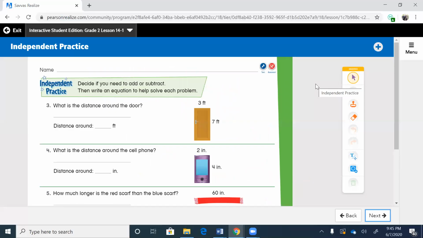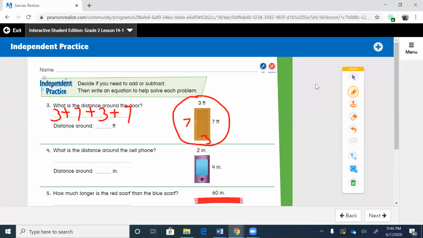Here we go. We get more practice with perimeter. What is the distance around the door? So they gave us two numbers, right? 3 and 7. We know what to do. We put another 3 on the bottom and a 7 over here. Write the equation. 3 plus 7 plus 3 plus 7. Remember, we're just adding all those numbers.